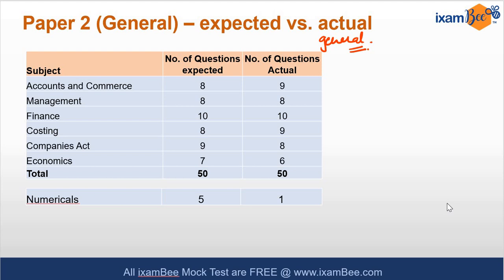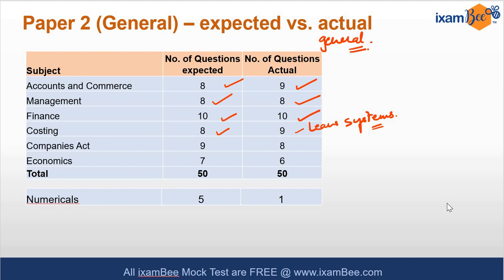So if we compare against the 8 questions that I was expecting from the commerce and accounts segment, 9 questions actually came. From management, I was expecting around 8 questions, and exactly 8 questions have come from the management segment. From finance, again 10 was expected, and yes, there were 10 questions. Costing, I was expecting 8, but there were 9 questions actually, and these questions were a little different from the topics that I was expecting, because mostly in the actual exam the questions have come from lean systems rather than the concepts of costing per se.